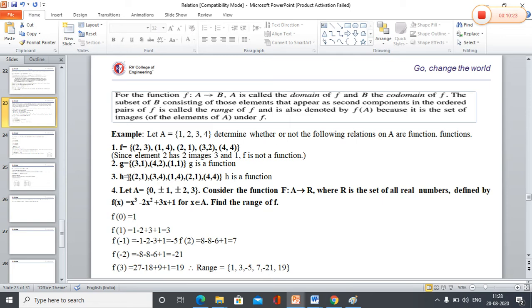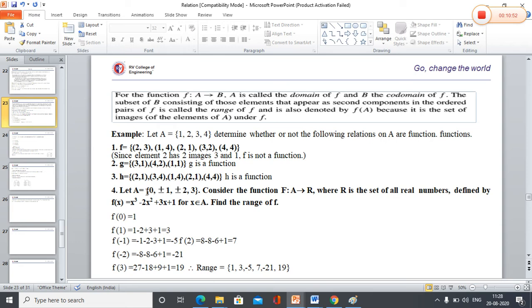Now suppose some relation is given: (2, 1), (3, 4), (1, 4), (2, 1) and (4, 4). Okay, so here 2 has image 1 and 3 has image 4, 1 has image 4, 4 has image 4. So each element has only one image. So this is also a function. And see, we have written (2, 1) twice, so it won't make any difference. It's repeated, but both are the same. Okay, so this also is a function.